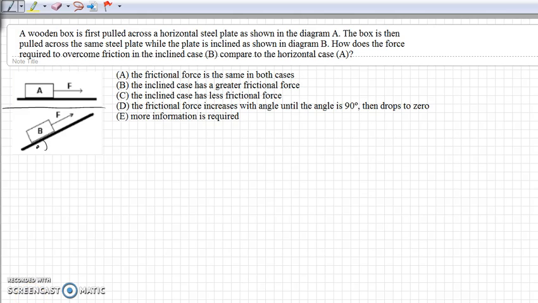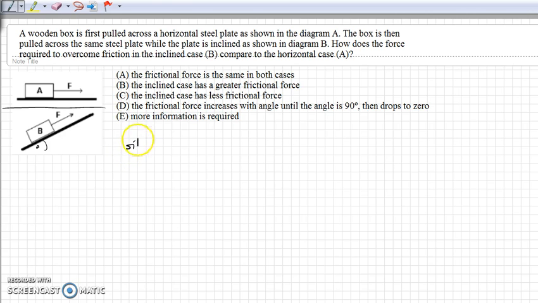Alright, so problem 7 is really just asking you to compare the frictional force in each case. And in order to understand the frictional force in either situation, you have to find the normal force. So let's take a look at each situation by drawing a free body diagram, and then by looking at what the normal force is, we should be able to figure out when friction is more or less.